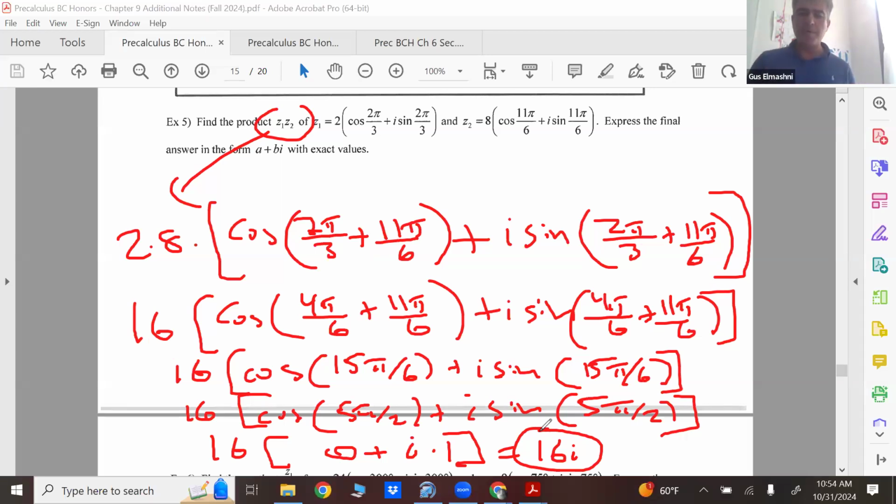We'll do one more in a moment, but ask questions. Can we just turn it into 5 pi over 2? Sure, that works. But yeah, that's the way we can multiply complex numbers.